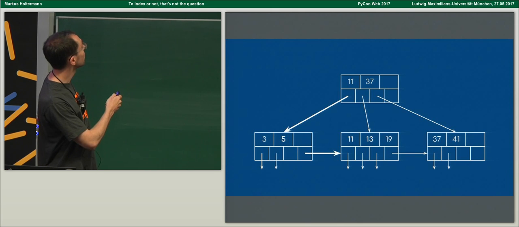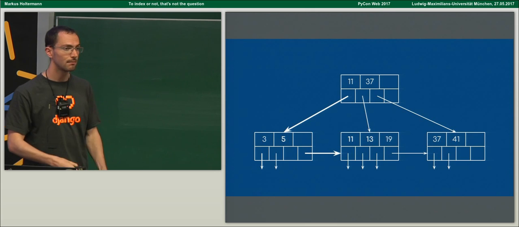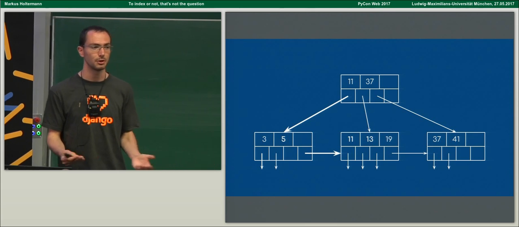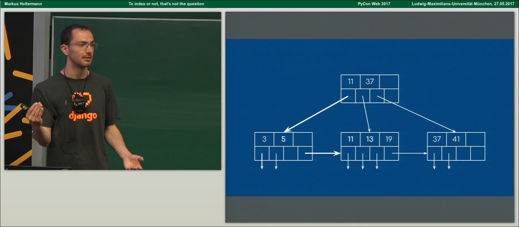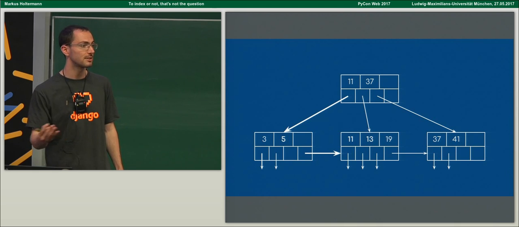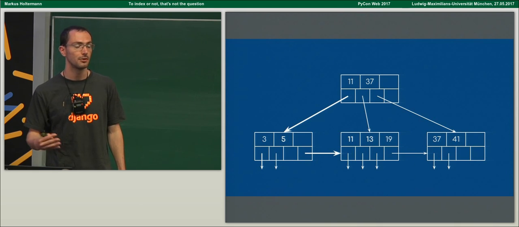And still, we only have 1, 2, 3, 4, 5 operations where we read from our database table, which is still faster than a full table scan, where we would have 7 requests to the table.